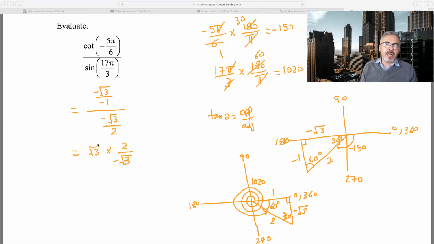And now you could reduce √3 with √3 right here. So you're left with negative 1 on the bottom. 2 divided by negative 1 is negative 2. And that's the answer for this question.